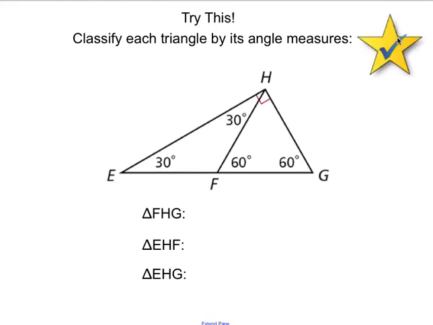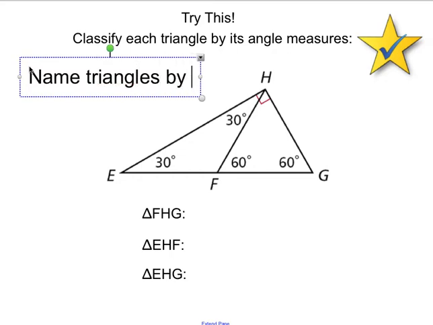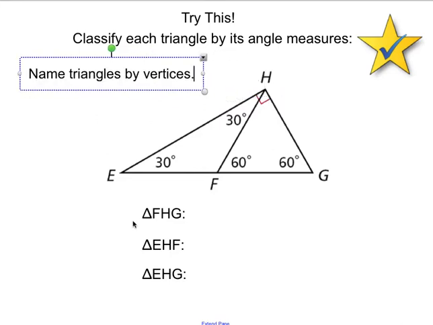Let me go back here. So we name triangles by vertices. Make this smaller. So you can see we put a triangle symbol in front to indicate that it's a triangle, and we name it by the vertices.